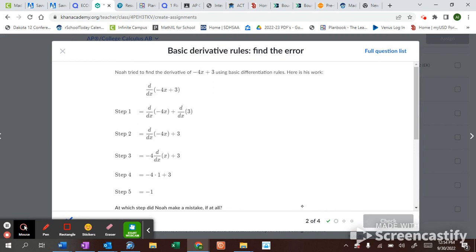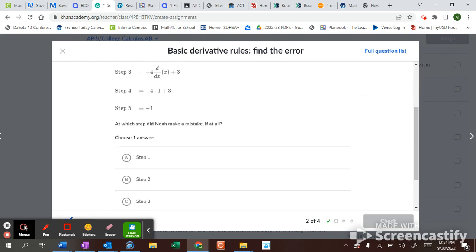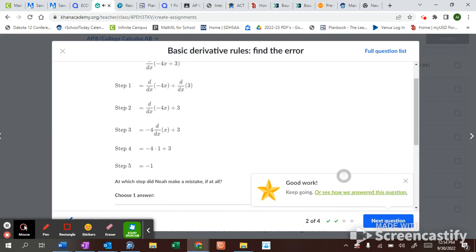They distributed the derivative through, took out the negative 4, the derivative of x is 1, the derivative of 3 is 3. No. What's the derivative of 3? 0. So what step did they make the mistake on? Step 2. Okay?